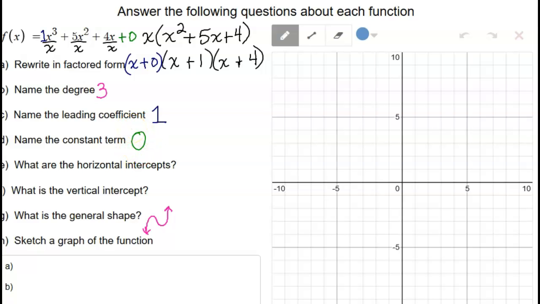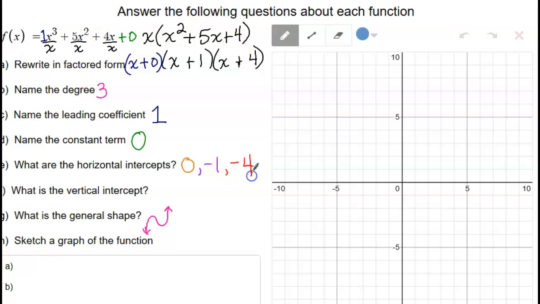The horizontal intercepts come from factored form. Remember, that's when you're trying to figure out what value of x makes each one of these factors equal to 0. So our first horizontal intercept, if you just have an x here, that's the easy one. The horizontal intercept there is going to be 0, because if I put 0 in here, then x is equal to 0. That factor is equal to 0. So the second one, what value of x makes this factor 0? That would be -1.